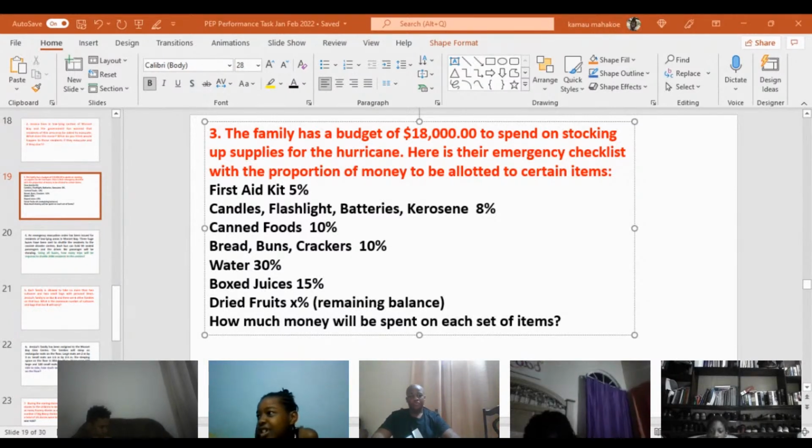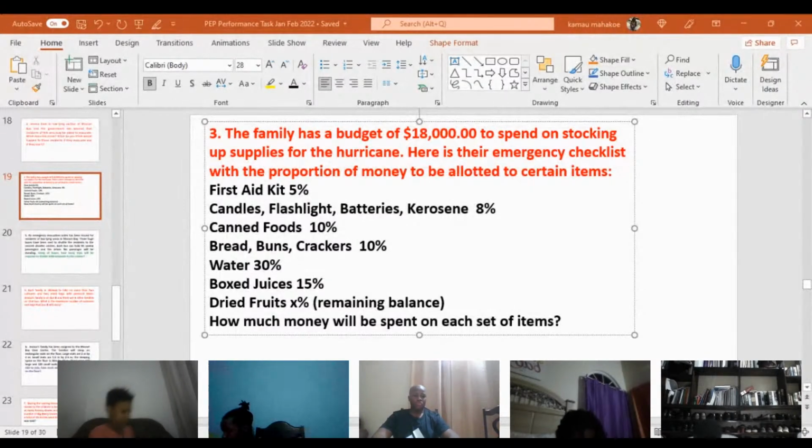So do we get the general idea? We just need to work out the percent. Put that percent over 100. Go ahead, Madison. Also, the bread, buns, and crackers, it would be the same. All right, because it's the same 10%, right? How about the water?